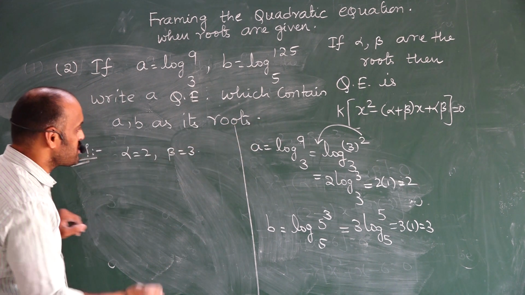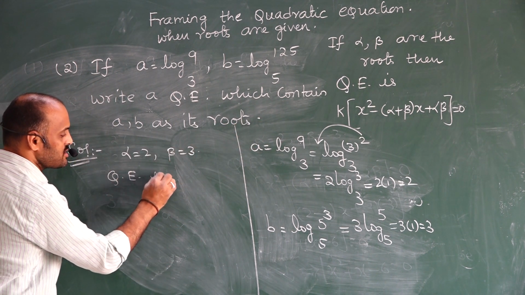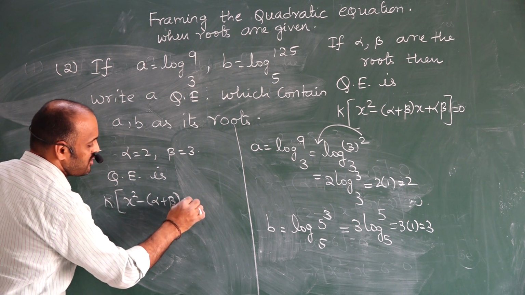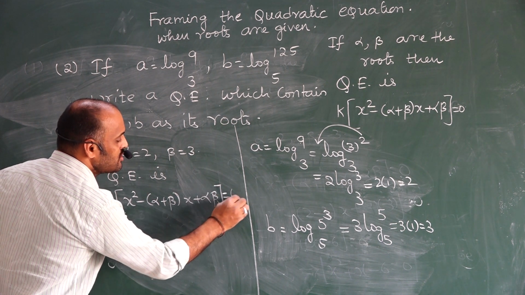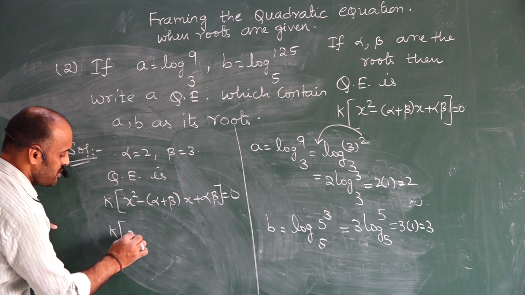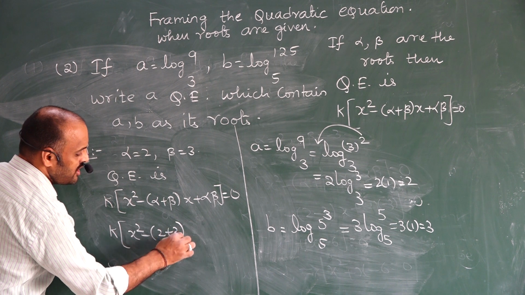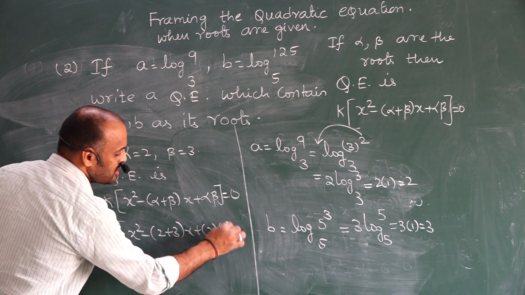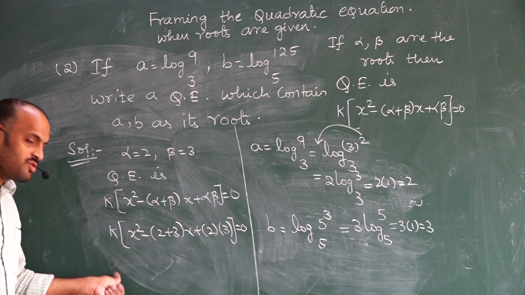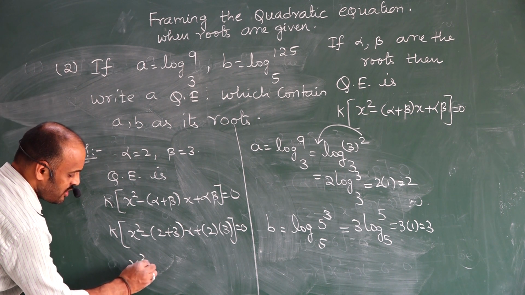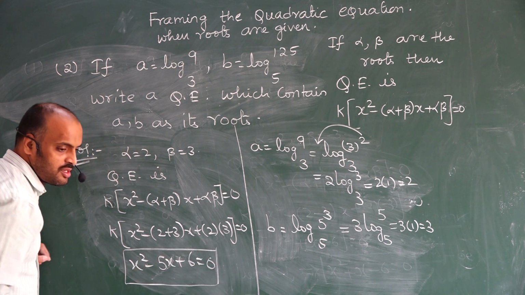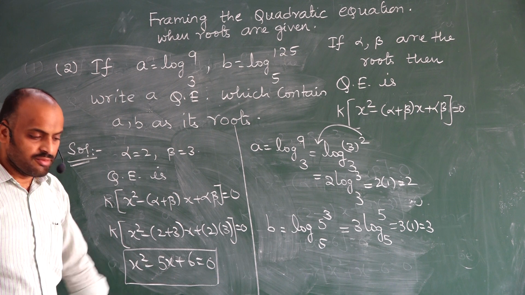Then the quadratic equation is k times of x square minus alpha plus beta times of x plus alpha beta is equal to 0. Just substitute the values of alpha and beta. K times of x square minus (2 plus 3) into x plus 2 into 3 is equal to 0. As these are already whole numbers, consider k as 1. Therefore, x square minus 5x plus 6 is equal to 0.